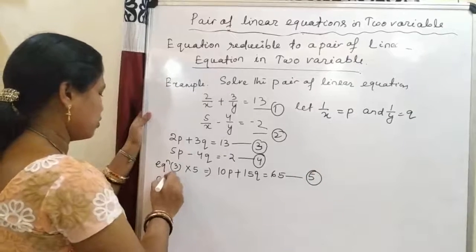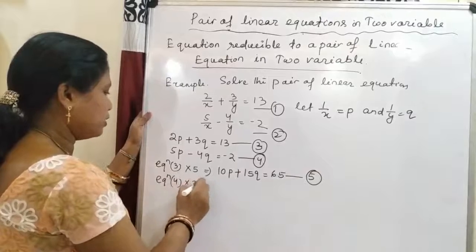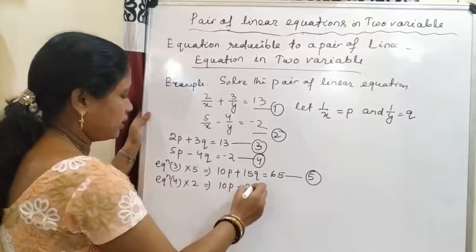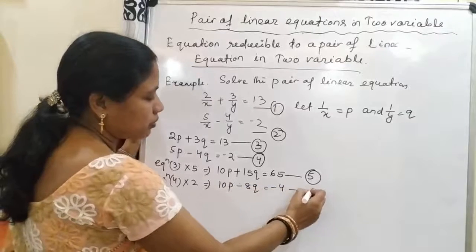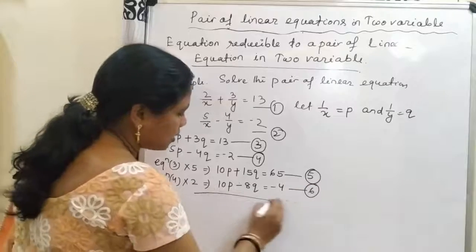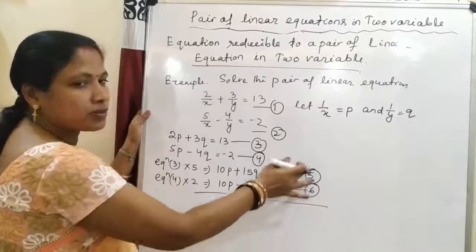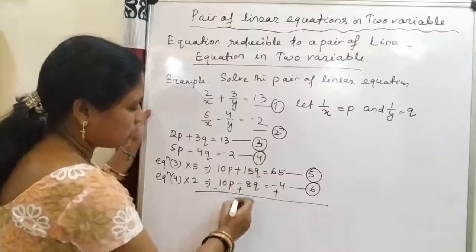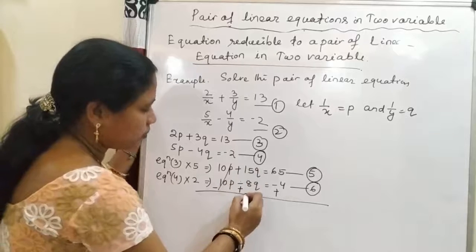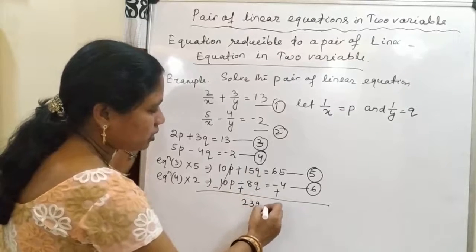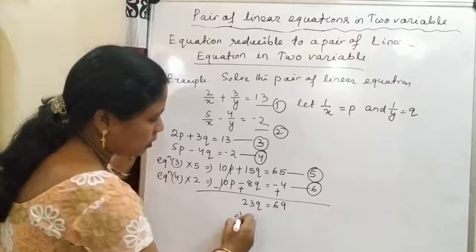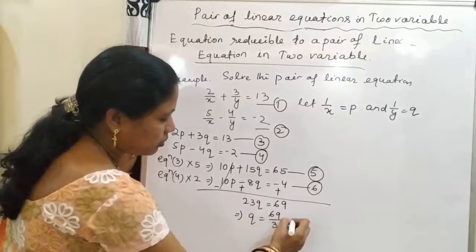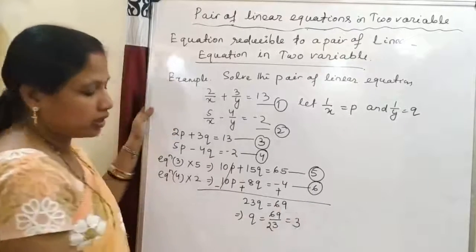Then equation 4 multiplied with 2 becomes 10p - 8q = -4. This is equation 6. Then I will subtract equation 6 from equation 5. So this becomes minus, plus, plus. So this is cancelled, and we get 23q = 69. So this implies q = 69/23 = 3.